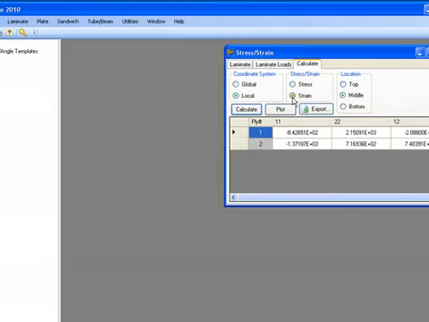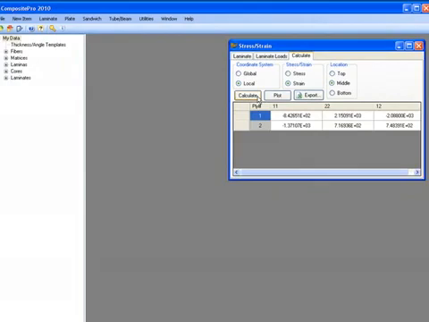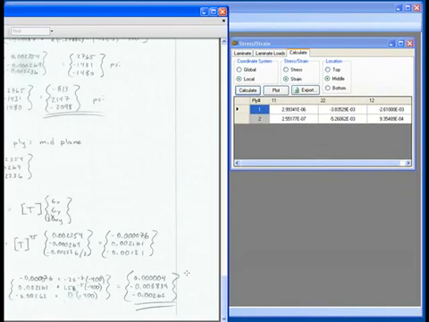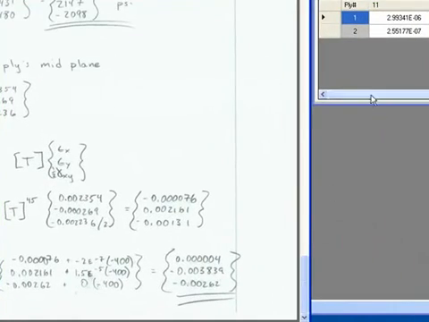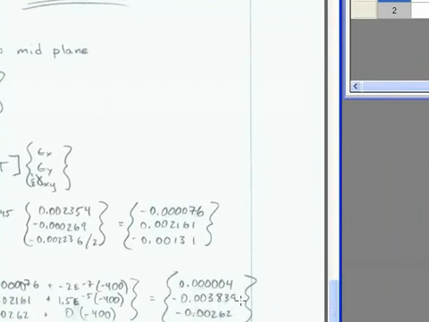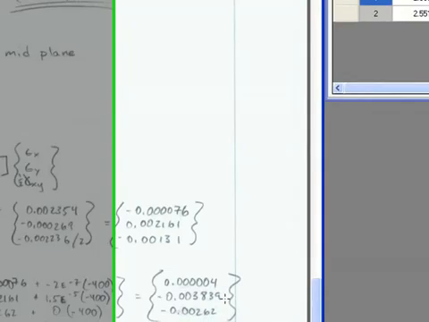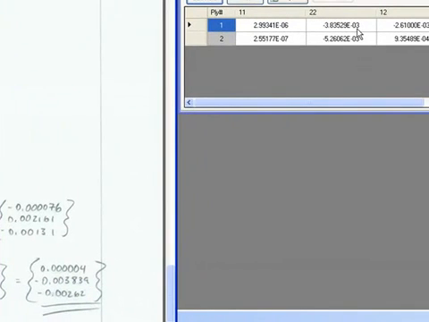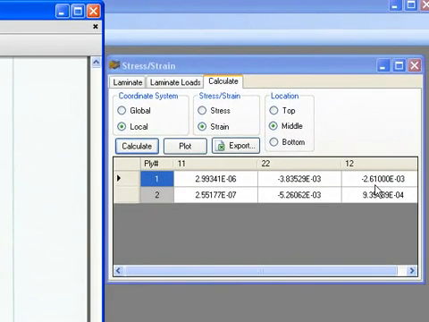If we go to the strain state, for example, we're interested in that, we can calculate the strain state, and that is consistent with this set of calculations down here. 3E-6 versus 4E-6, minus 0.0038, minus 0.0038, and minus 0.0026 versus 0.0026. So we have a good confirmation that the delta T calculations are correct.